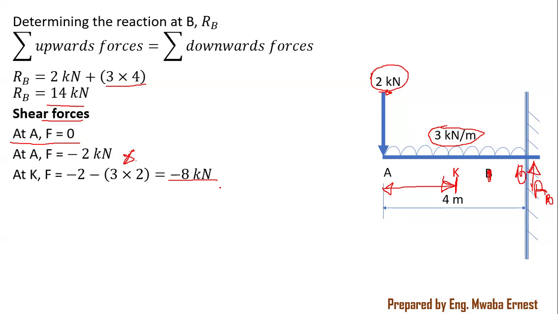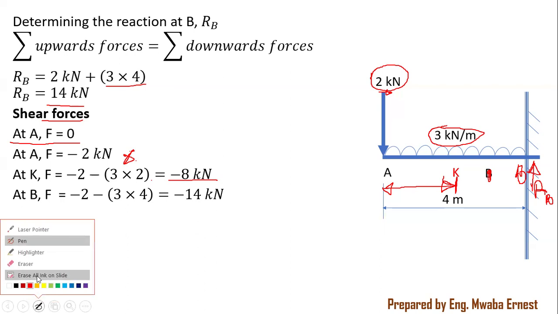The next part is when we go to the wall and we say, at point B, what is my shear force? At point B, it means all these things remain on the left. So what I have now is the force acting downwards, which is -2, minus the same one, which is -3, times this time around the total distance.